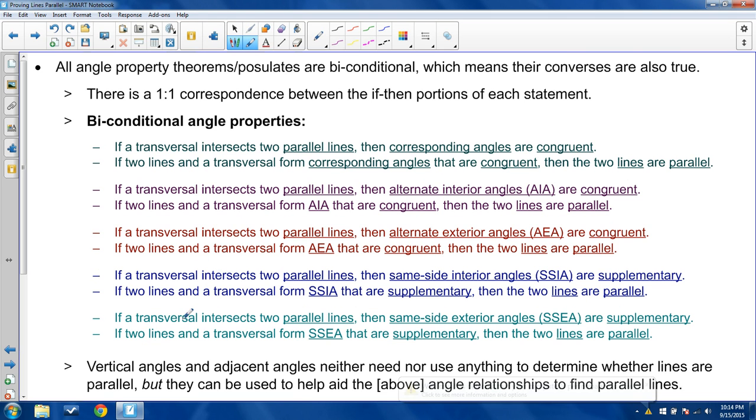And then just a bottom footnote here: vertical angles and adjacent angles neither need nor use anything to determine whether lines are parallel. In other words, if I know that vertical angles are congruent, which is always true, that says nothing about this line and this line being parallel, right? I can't make a statement saying that. Or if I say these two angles are supplementary, that says nothing about these two lines being parallel. So you can't use them as justification for that, but they can be used to help aid the above angle relationships to find parallel lines and to find angle measures too. My very last example will cover that.